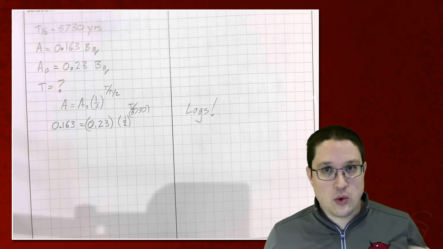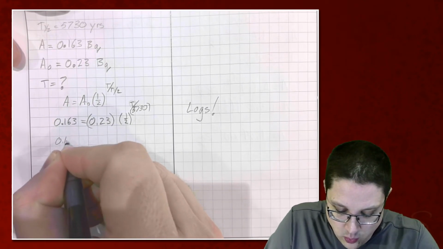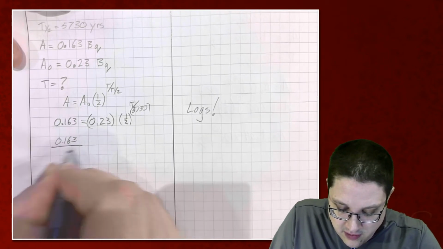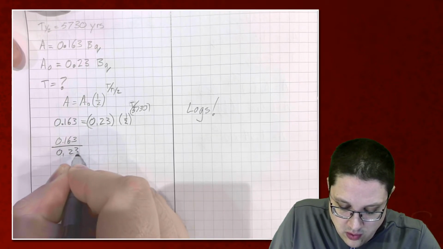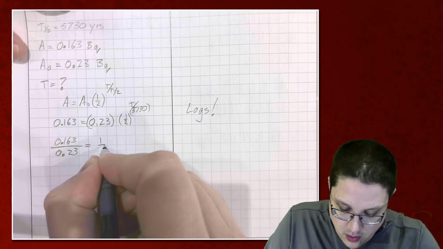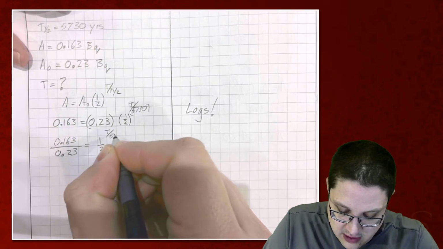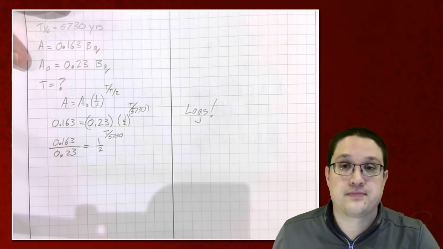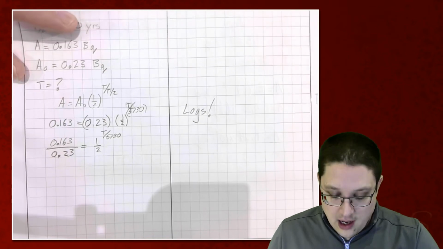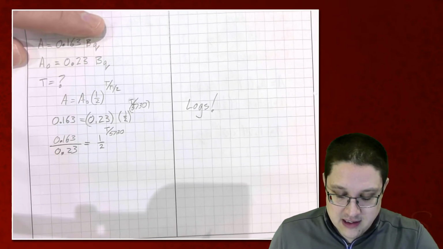So to work through this, I'm going to start off by just taking 0.163 divided by 0.23 equals 1/2 to the power of T over 5730. Now, I'm not going to do this division yet because I don't want to deal with those decimal places.